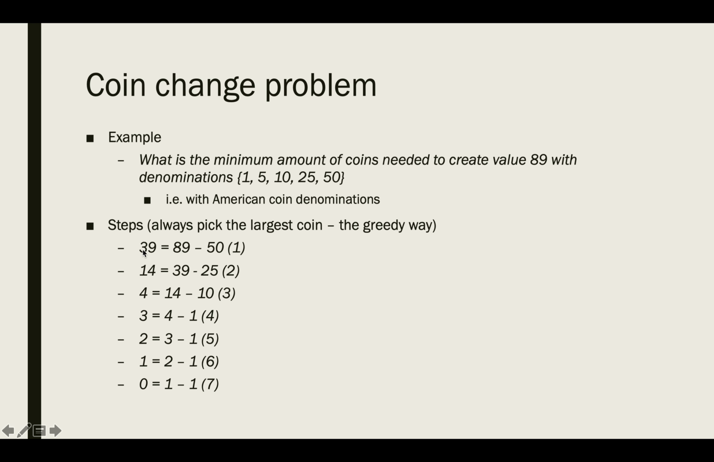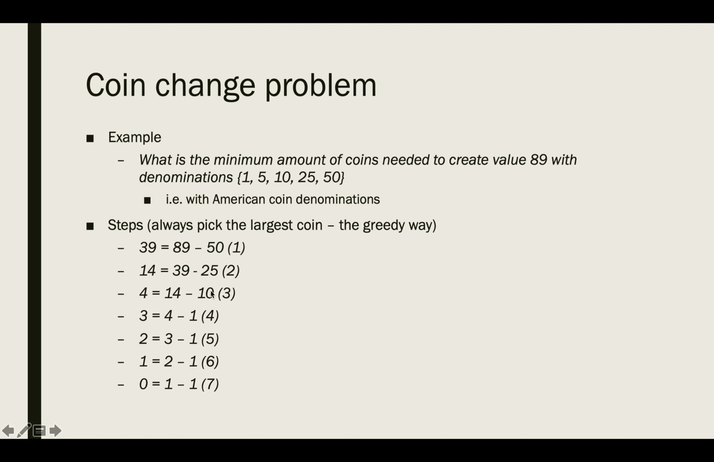I now owe them 39 cents. That's what I'm showing here as we move down this list. And I handed them one coin, in the parentheses here. That's the number of coins that I've used. Next, I can't hand them a 50-cent piece because I only owe them 39 cents. So I pick the next largest coin that's smaller than this, which is a quarter. I'll hand them a quarter. That's my second coin I've handed them, and I now owe them 14 cents.